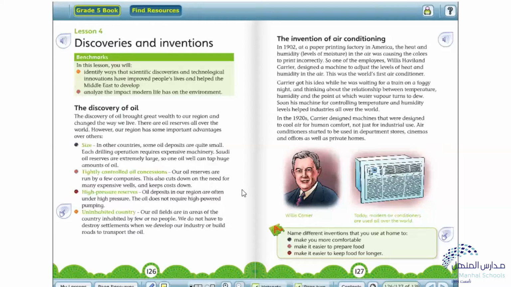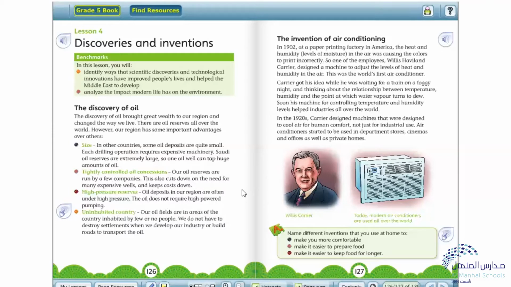Carrier. Mr. Carrier designed the machine. He was one of the employees in America in 1902. He designed a machine to adjust the level of heat and humidity in the air. This was the first AC, air conditioner. He was an employee at the factory in 1902, and he designed that air conditioner to help in the factory industries.